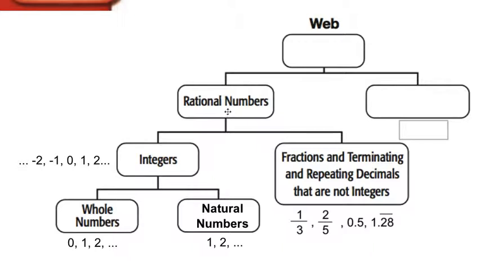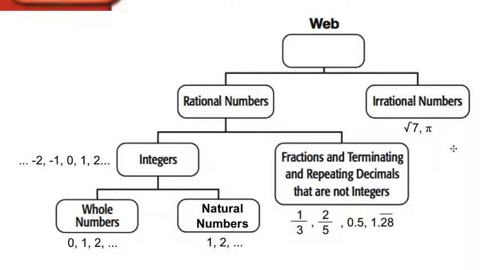So that would lead to the question, well, what if it can't be written as a fraction? What kind of a number would it be if you can't write it as a fraction? Well, those are all the irrational numbers. So if it can't be written as a fraction of two integers or two whole numbers, then it's called irrational. So things like the square root of 7, there's no way to write that as a fraction of two integers or two whole numbers.